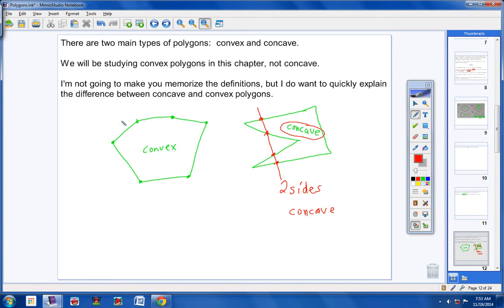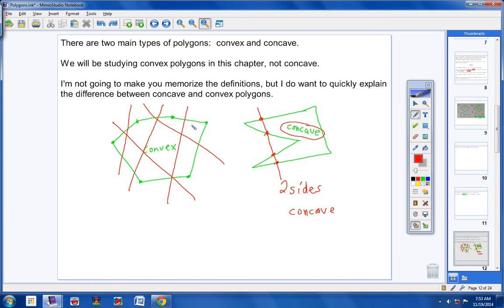Over here, men, women, I don't care if you draw a million lines. I don't care where you draw the line. Every line you draw in this polygon is going to hit the polygon in two places, unless you draw it right on top of a line like this. And I'm not really talking about that, okay? So there you go. That's the best way to know the difference between a convex and a concave polygon.